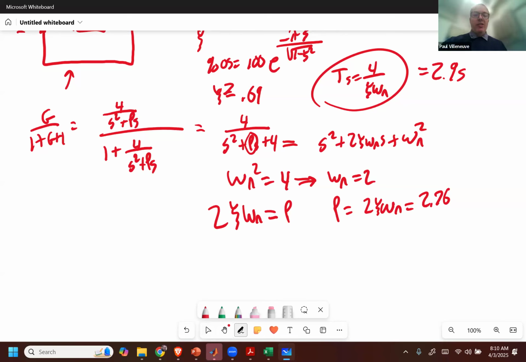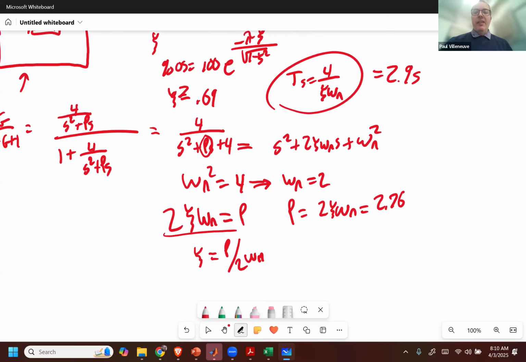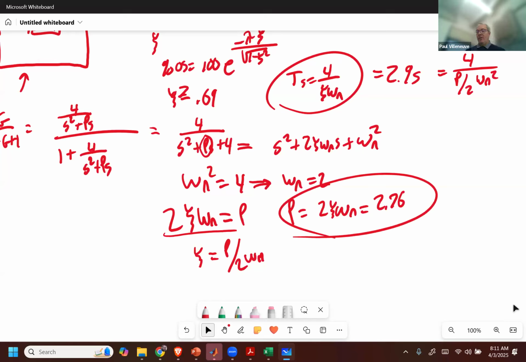If you wanted to use this equation over here, you could have also said zeta is equal to P divided by 2 omega sub n. So you could have just said that that's equal to 4 all over P over 2, and then you have 2 omega sub n's. You could have done it that way if you wanted to write it as an expression of P, but that was not necessary. And that was it. Solve for the value of P. Any questions on number 2?